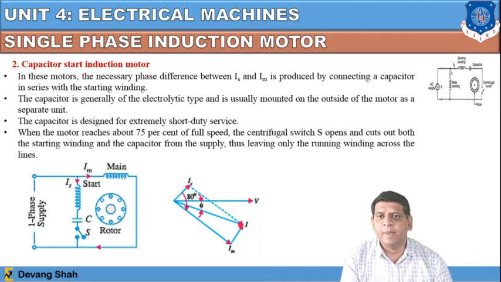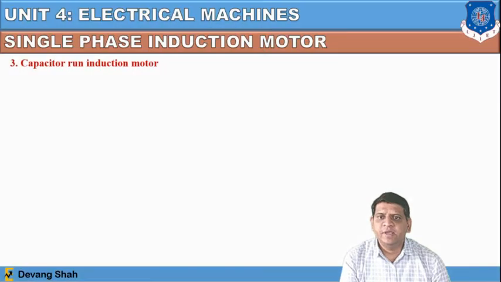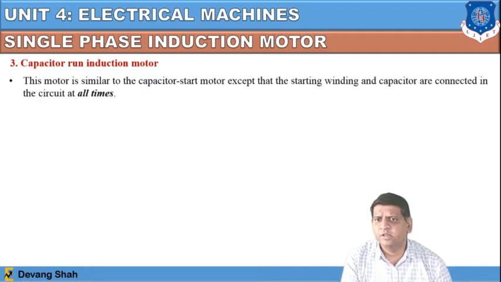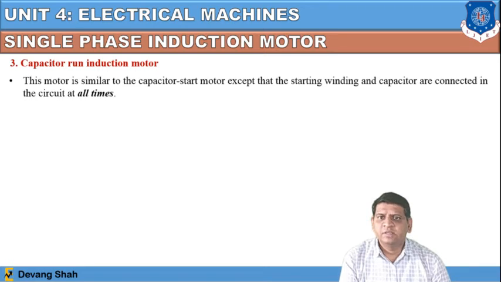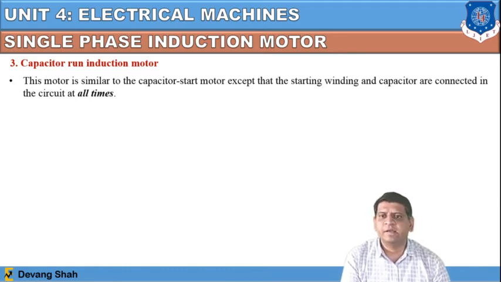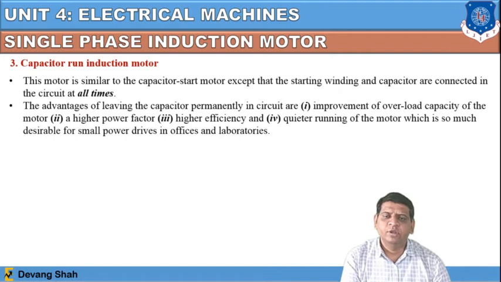So this is one of the methods to provide the split phase in a single phase induction motor arrangement. Now the capacitor run induction motor is similar to the capacitor start motor, except that the starting winding and capacitor are connected in the circuit at all times. So here the capacitor is permanently connected in the capacitor run induction motor.